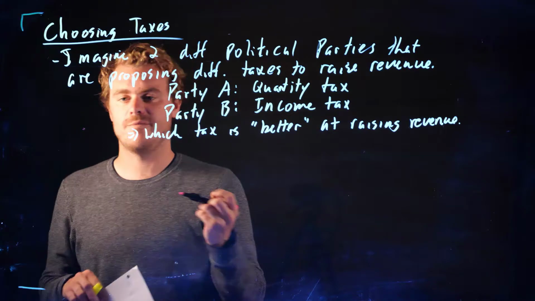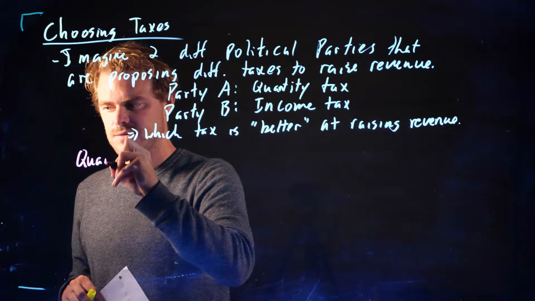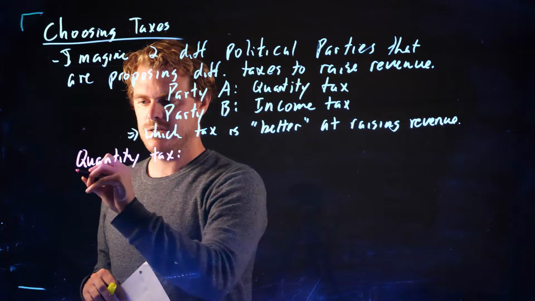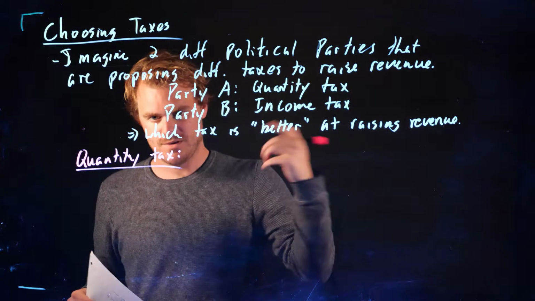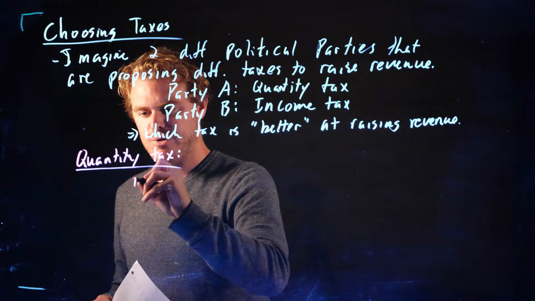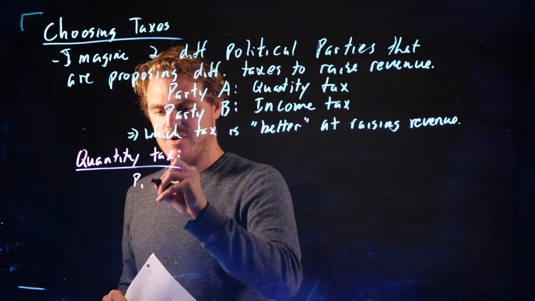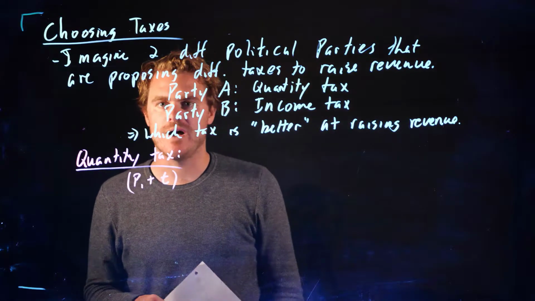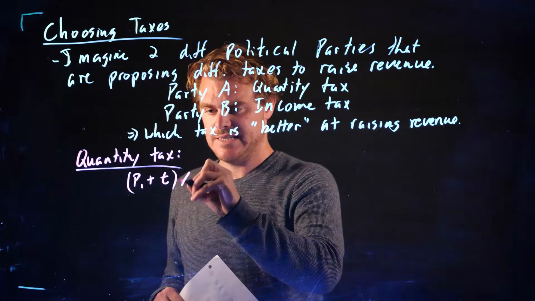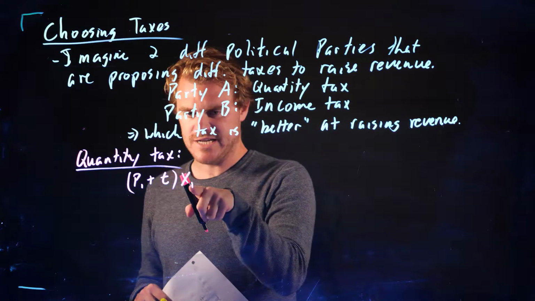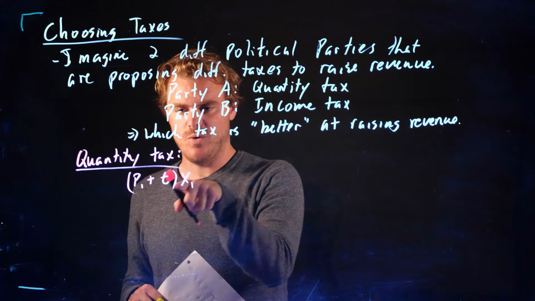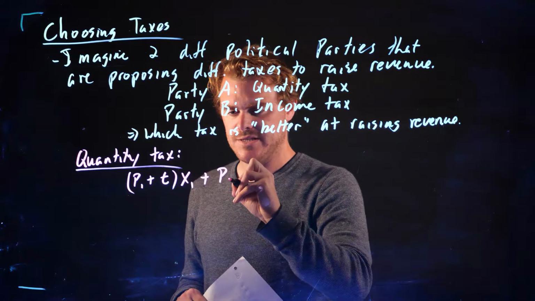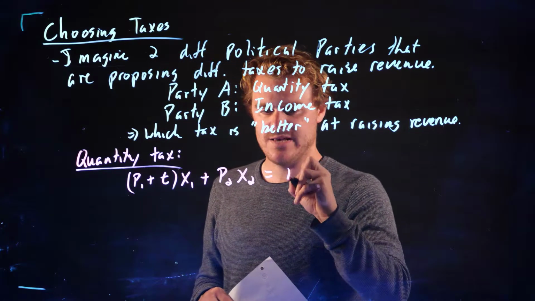So let's start off by looking at the quantity tax. If you remember from way back in chapter 2, when we had a quantity tax, it was the price of good one plus T, we're going to put the quantity tax on good one, times the amount of X1. So every time you buy a unit of good one, you have to pay T dollars. So it's like those excise taxes, plus P2 X2 equals M.